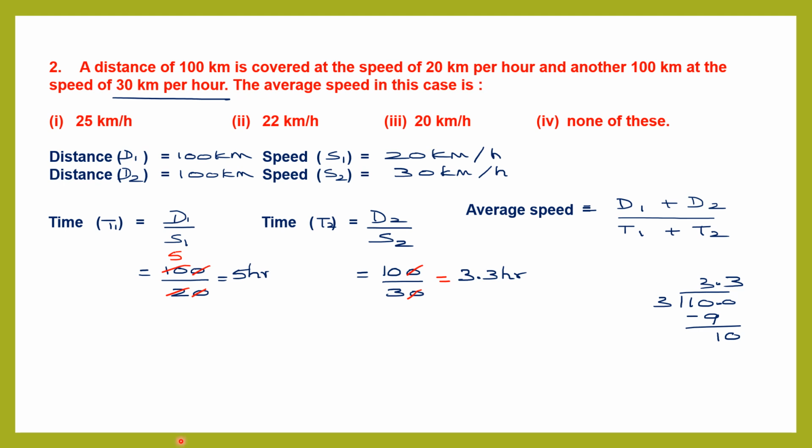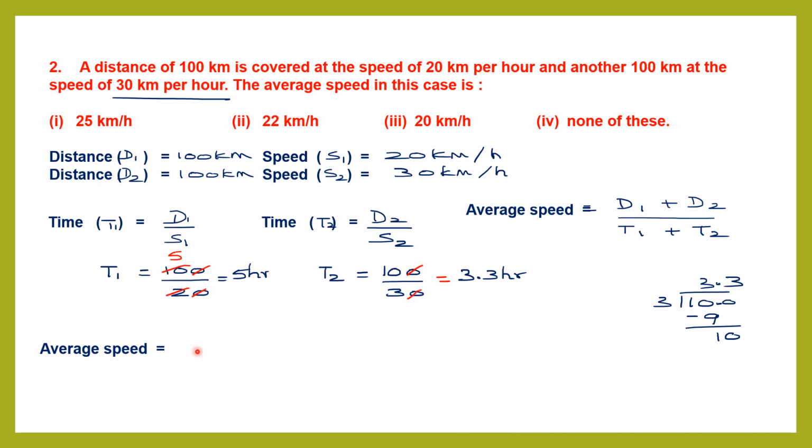So now we have the time also, time 1 and time 2. So if we have to find now the average speed, this is a formula, isn't it? Distance 1 plus distance 2 by time 1 plus time 2. And we have distance, now we have time also. So now let's find the average speed.